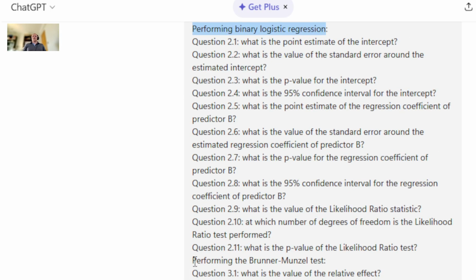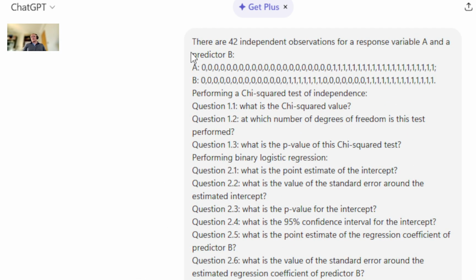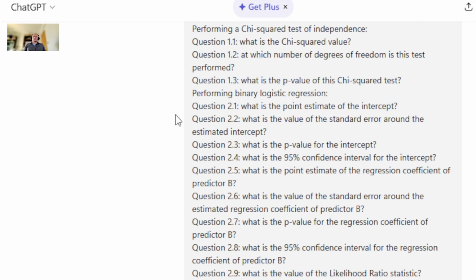And then finally, performing Brunner-Munzel's test. I want one specific statistic, namely the relative effect, and I just want the point estimate, or simply the value of the relative effect. And let's see what ChatGPT does. I have demonstrated in a couple of videos earlier that sometimes ChatGPT makes mistakes in basic calculations, but I've also found that if you give very specific prompts and very specific questions, then you can reduce the likelihood of such mistakes.